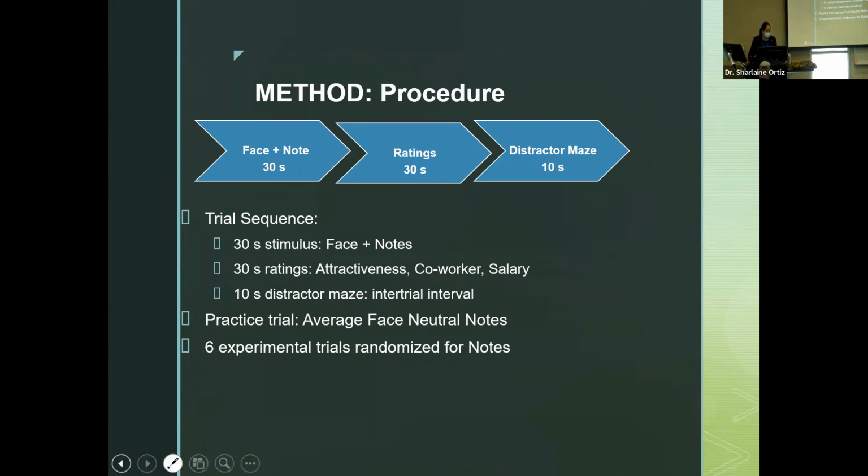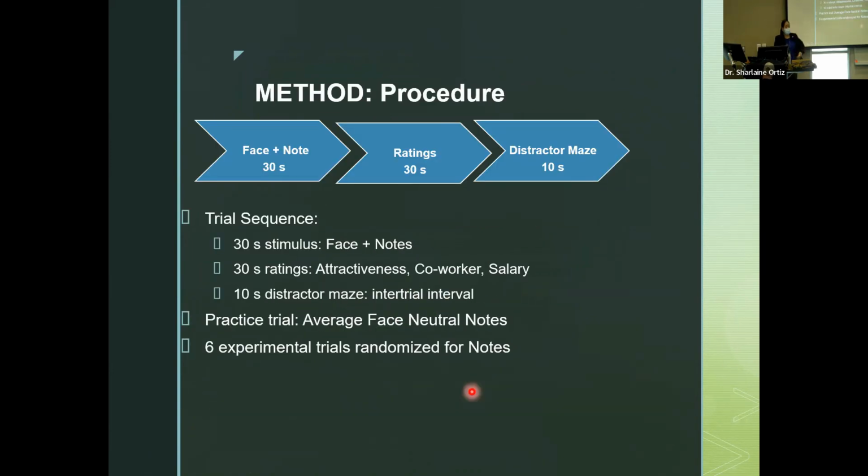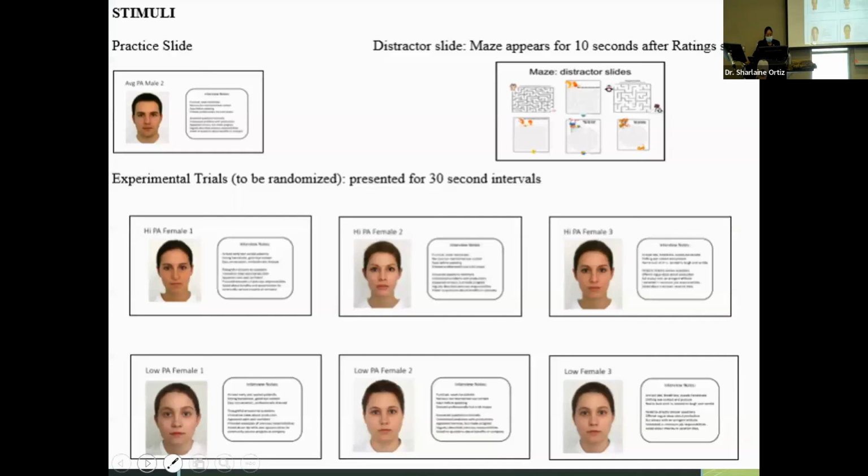If you recall from our previous slide, we were going to show them an average face in their practice trial and a neutral note in their practice trial. Now, in regards to the actual experiment, they conducted 6 trials and they were randomized, meaning that in regards to the notes, they could have received a positive, a negative, or a neutral note. It was at random.